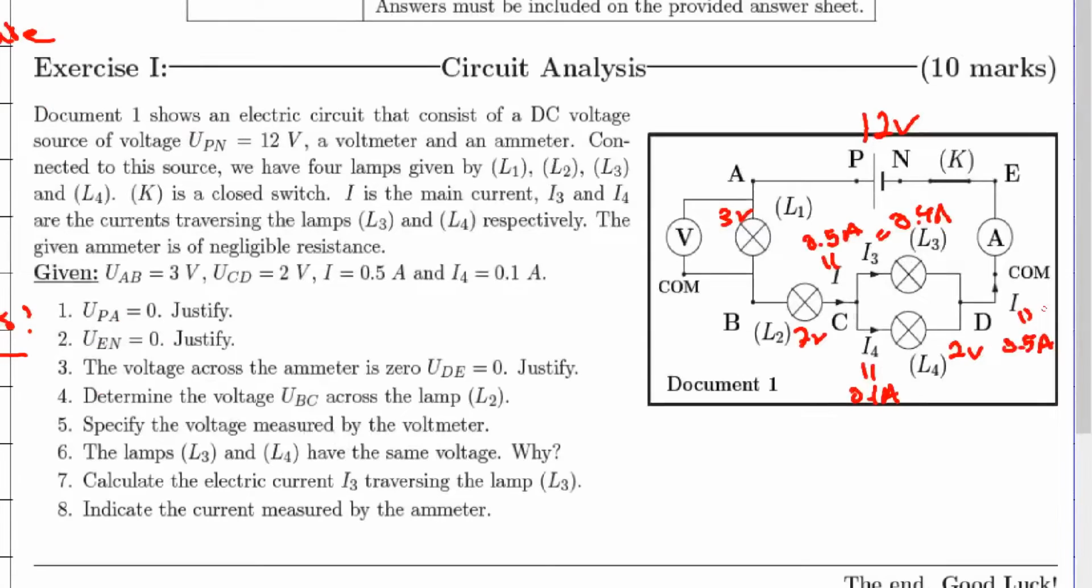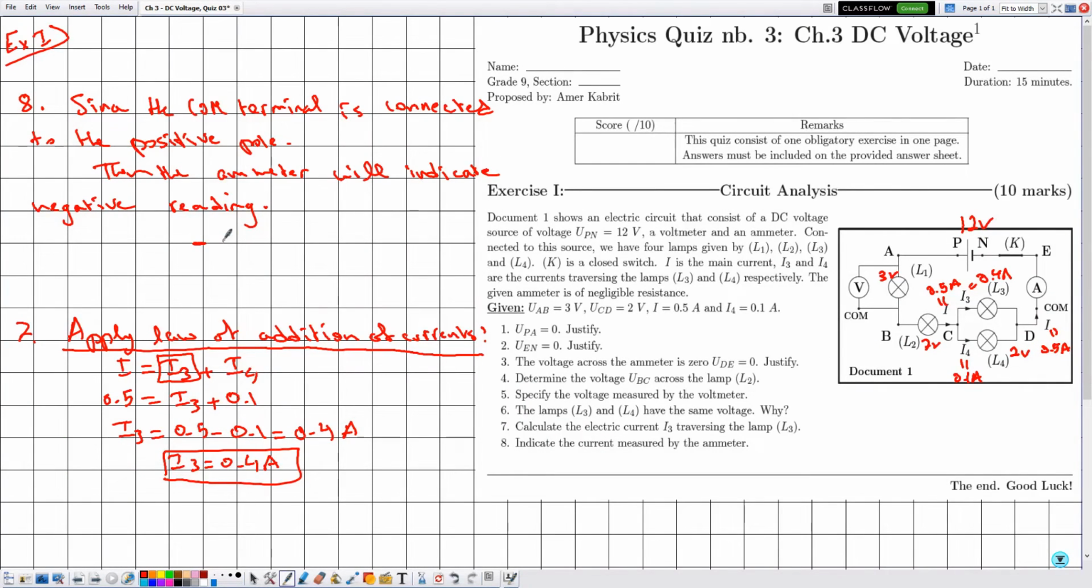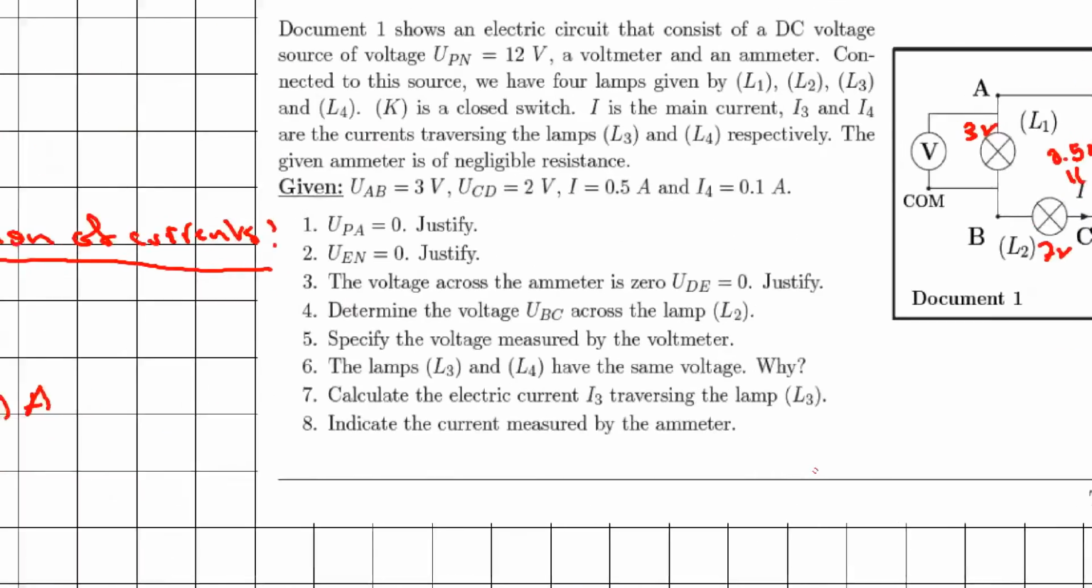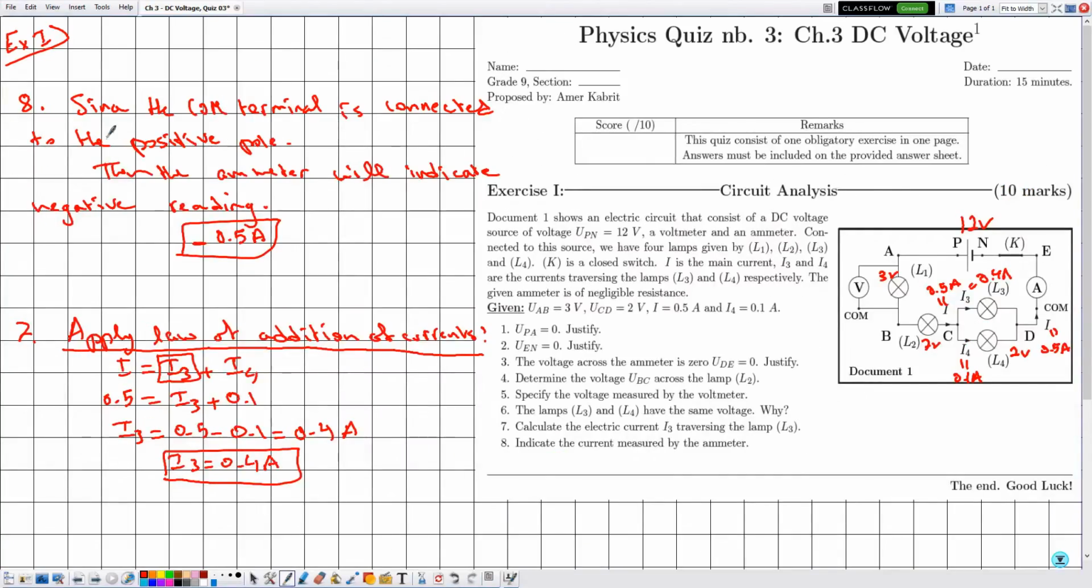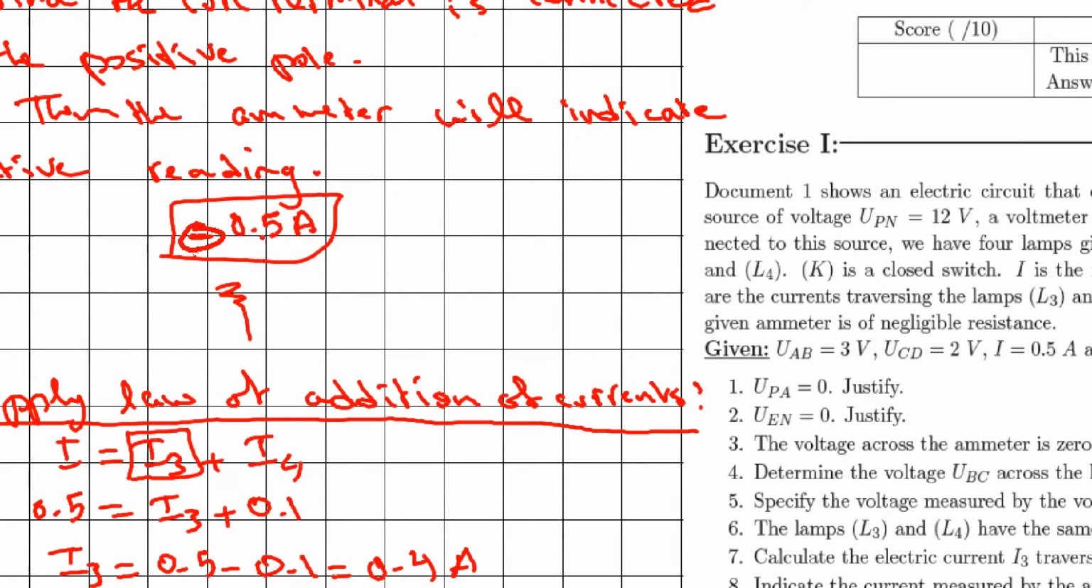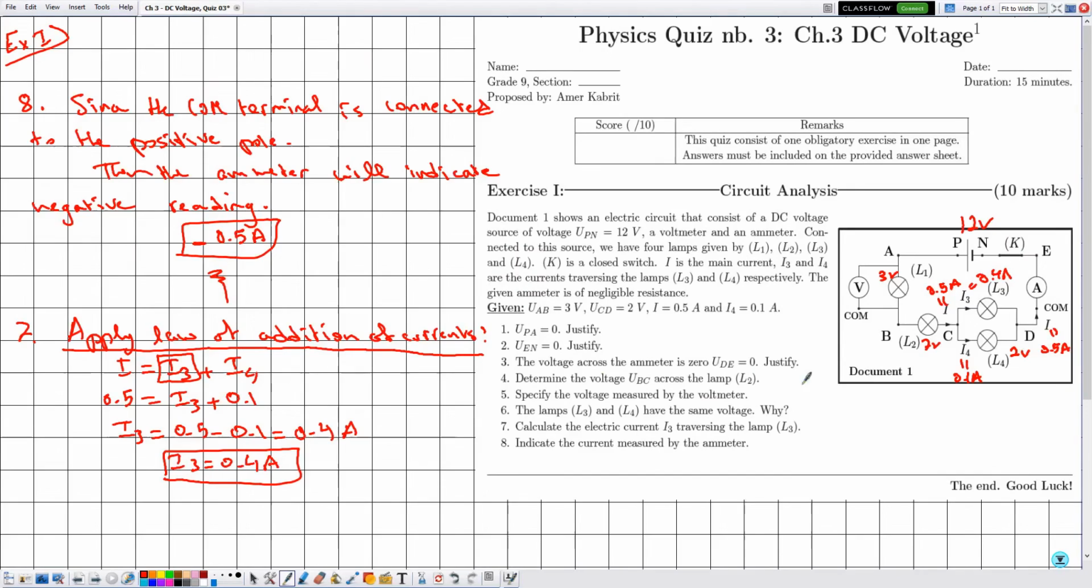What about the value? We have mentioned that the value is given by 0.5 amperes. And here recall that indicate means that we need to specify with the justification. This is the justification, okay? So always the sign is not enough. We need to mention also the value that the ammeter is reading. And by this we are done with this exercise.